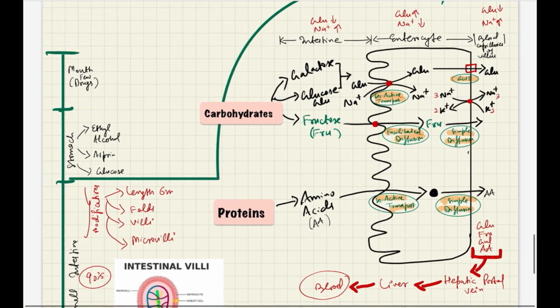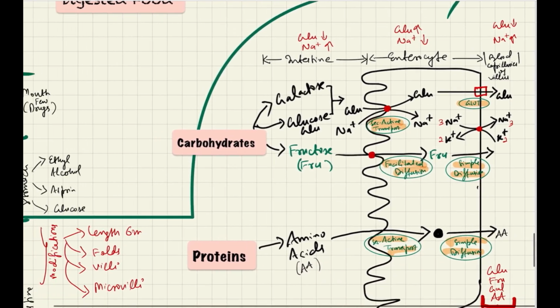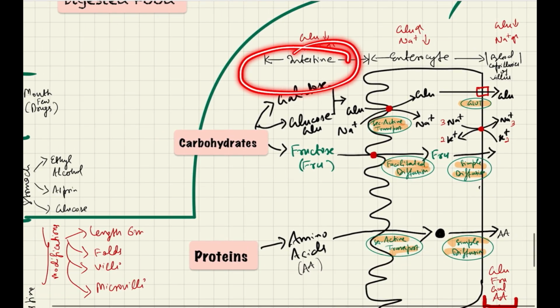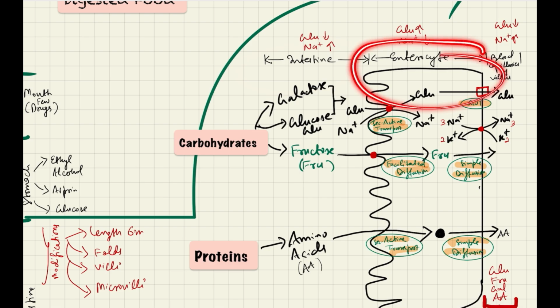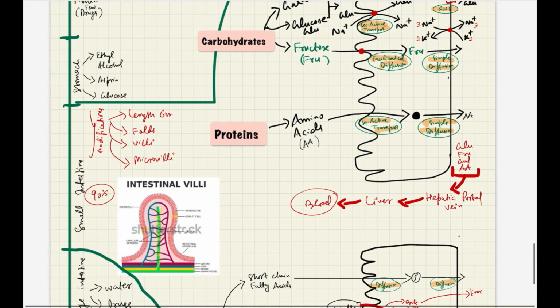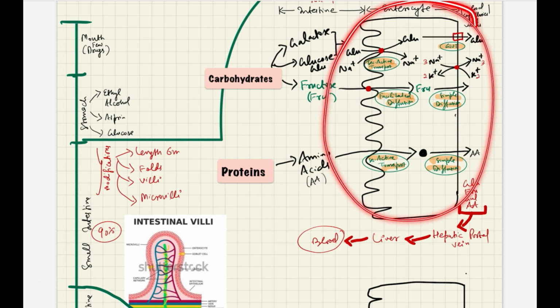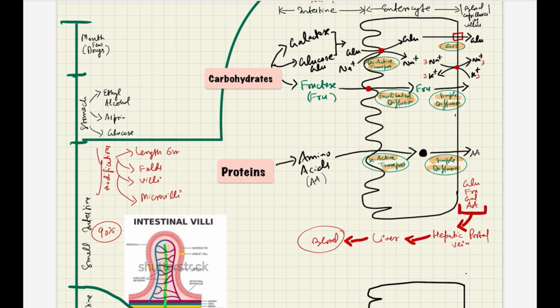Now let's first take the carbohydrates. We must know this thing first. This is the intestinal region. This is the enterocyte here. This is the enterocyte, and it is having these projections known as microvilli. Its magnified version is this. It is having these finger like projections, and then this whole cell. It looks quite similar to this. This is the same thing at micro level.